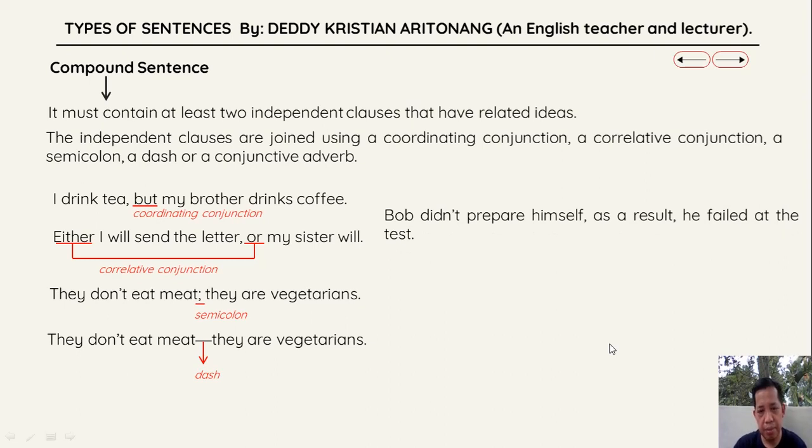Okay, this is the fifth example. Bob didn't prepare himself. As a result, he failed at the test. Okay, Bob didn't prepare himself. This is the first independent clause. He failed at the test. This is the second independent clause. They are joined by what we call a conjunctive adverb, as a result. As a result means the effect. The first clause, Bob didn't prepare himself, is the cause, and the effect is the second clause, he failed at the test.